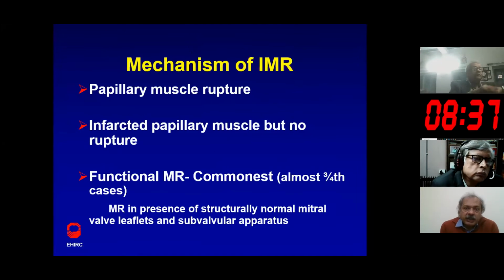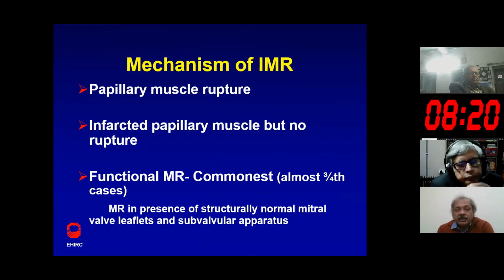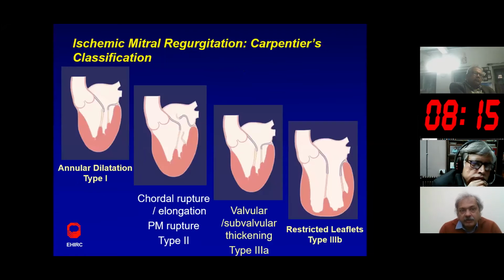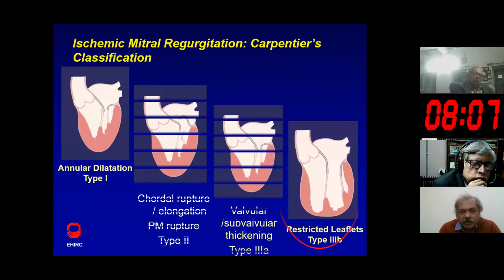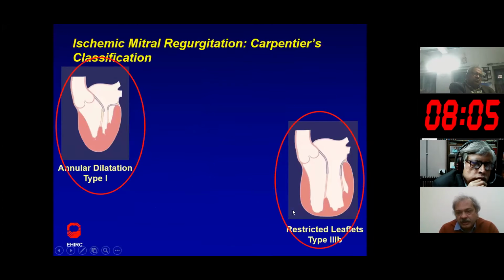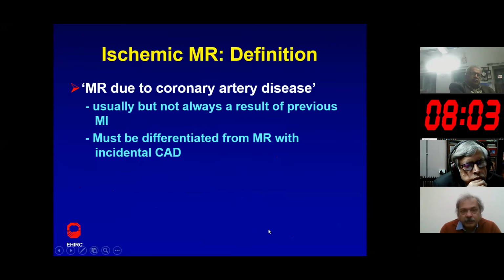So the mechanism of IMR could be papillary muscle rupture, or, less commonly, an infarcted papillary muscle without rupture. And the commonest, present in almost 75%, which we are trying to target today in the discussion to differentiate primary versus secondary MR, is functional MR. This is MR in the presence of structurally normal mitral leaflets and subvalvular apparatus. Now, this is Carpentier's classification of ischemic mitral regurgitation, and whatever is available is for annular dilatation and restricted leaflets, which is type 3B.